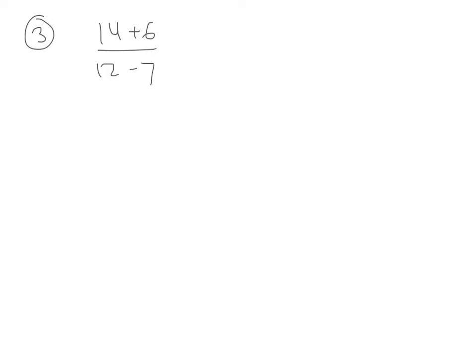Alright, so hopefully you remember that a fraction bar is a type of grouping symbol. So what that means is that we have to do what's on top first, then on bottom, and then we'll move on. So 14 plus 6 will give me 20. 12 minus 7 would be 5. Now that I have no more operations or exponents up here, and no more operations or exponents down there, I can do 20 over 5, that means 20 divided by 5, and that is, of course, 4, and then you'd be done.